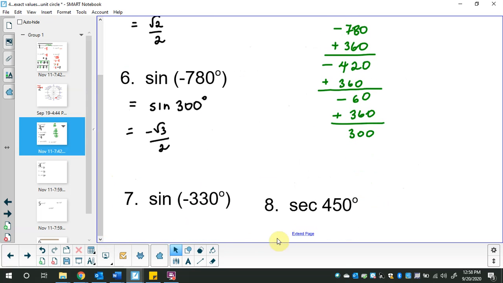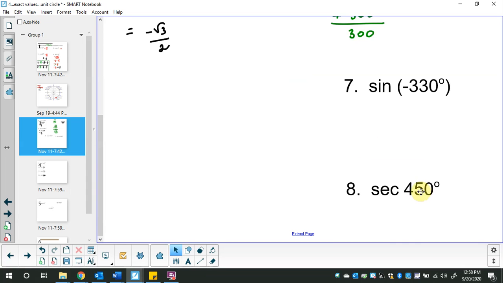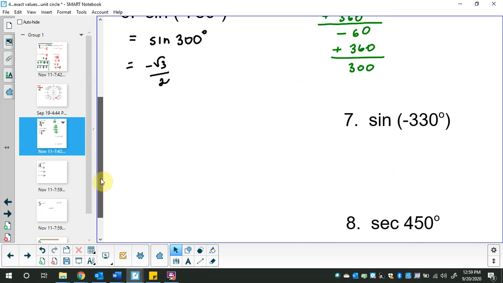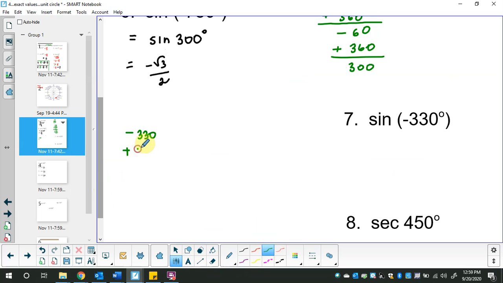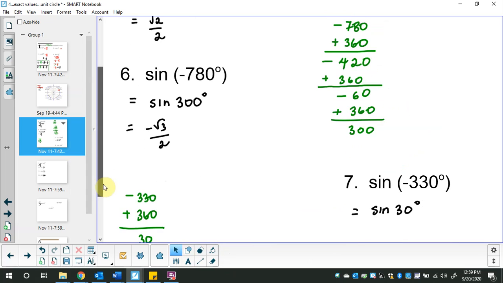Next one. Let's move it over here for fun. And negative 330 is not on the unit circle. Some of you may be able to figure out where it is on the unit circle quite simply. I'm going to turn it into a positive, and that's 30 degrees. So if I look up sine negative 330 degrees, it'll be the same as sine positive 30 degrees. There. Check one more time.